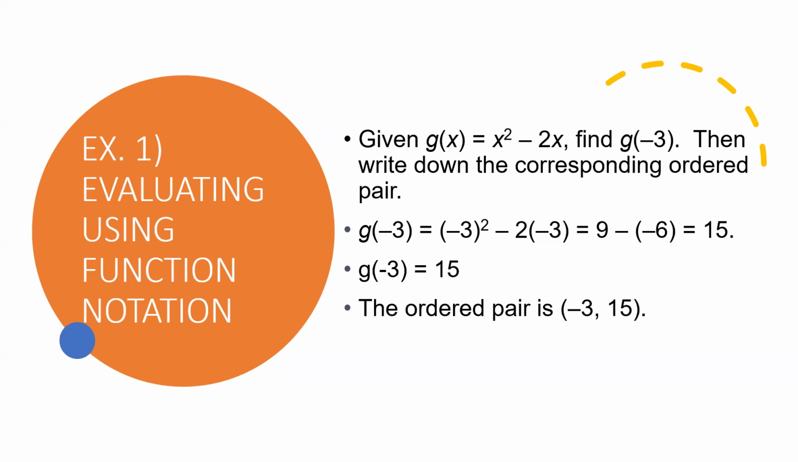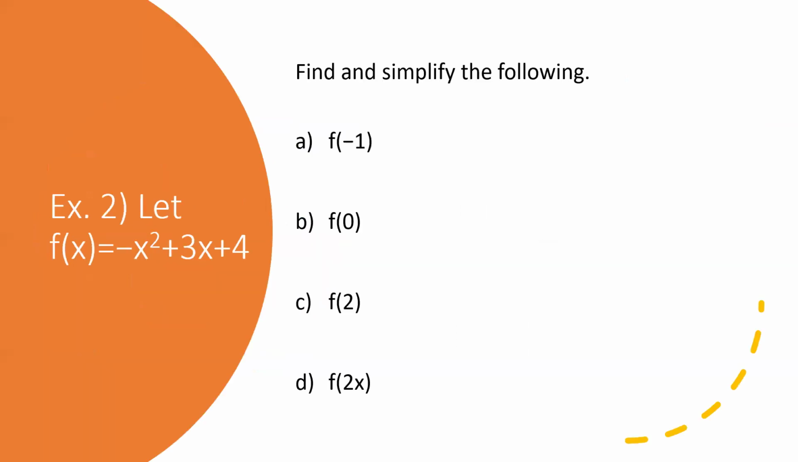All right. Okay. So here we go. Just doing a quick check again. So now you have -x squared plus 3x plus 4. And now I'd like for you to take 2 minutes to find the following 4. You're going to find f of -1, f of 0, f of 2, and then f of 2a. All right, go.